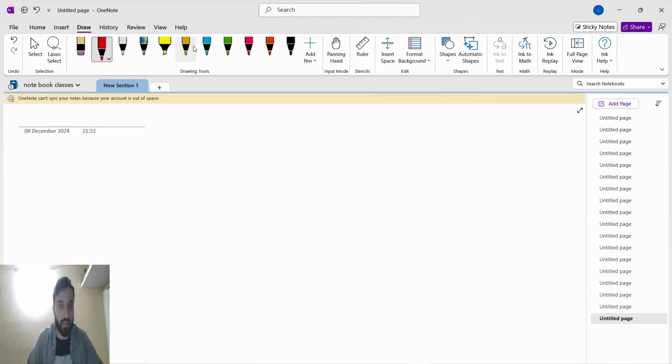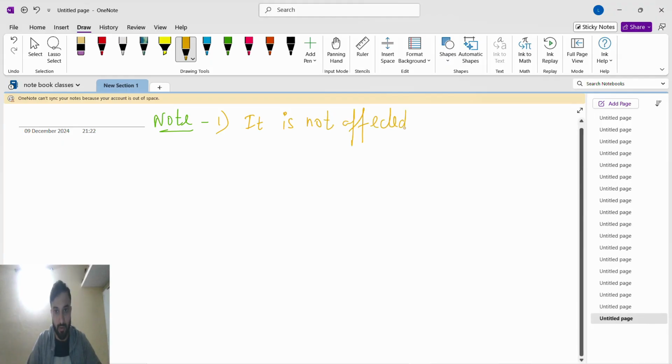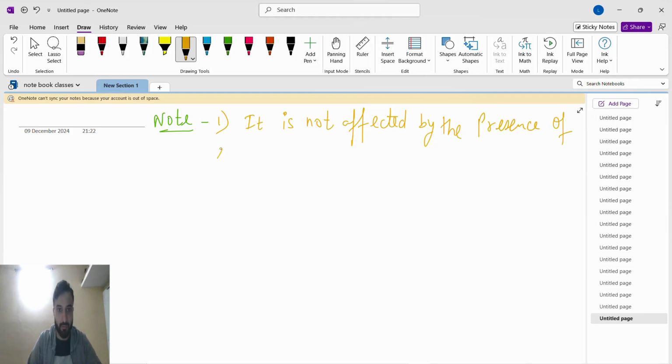Now we are going to write the same note for this quartile deviation. Few important notes are there. First point: the quartile deviation is not affected by the presence of extreme observations.